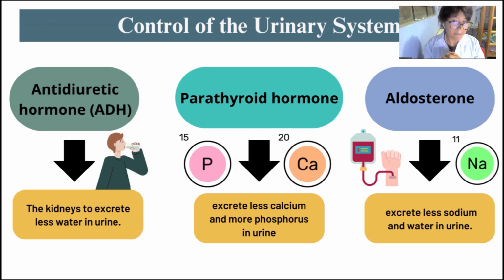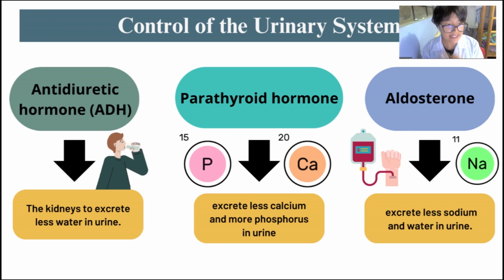Next, parathyroid hormone is secreted by the parathyroid glands. It works to regulate the balance of mineral ions in the body via effects on several organs, including the kidneys. Parathyroid hormone stimulates the kidneys to excrete less calcium and more phosphorus in the urine.